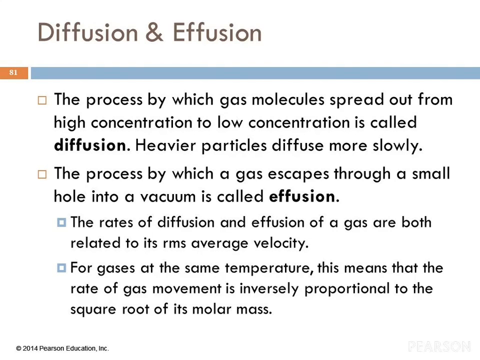Our equation there was root mean square velocity equals the square root of 3RT over the molar mass. So larger molar mass, lower root mean square velocity.